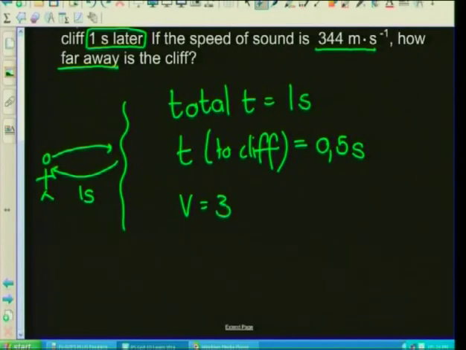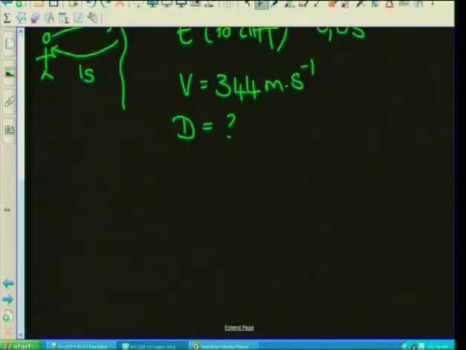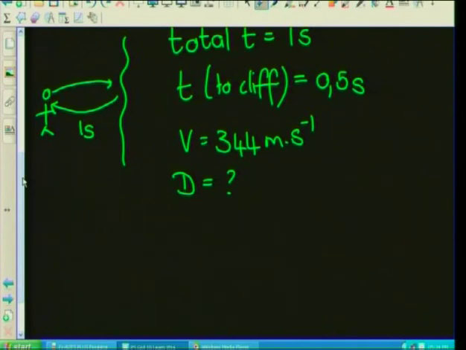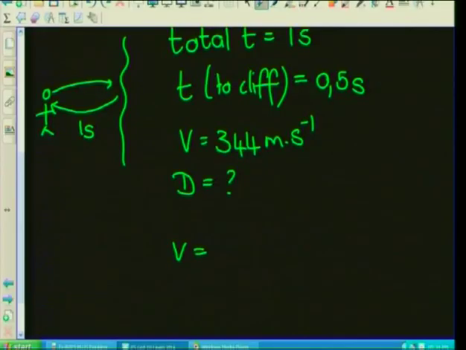Velocity, speed, is 344 meters per second. What are we looking for? Distance. Well, we have all the information we need. Time, speed, want distance. Equation, speed equals distance over time. Which means, and no, I'm not going to write it like that. That's a bad way to write an equation. Please don't ever do that.